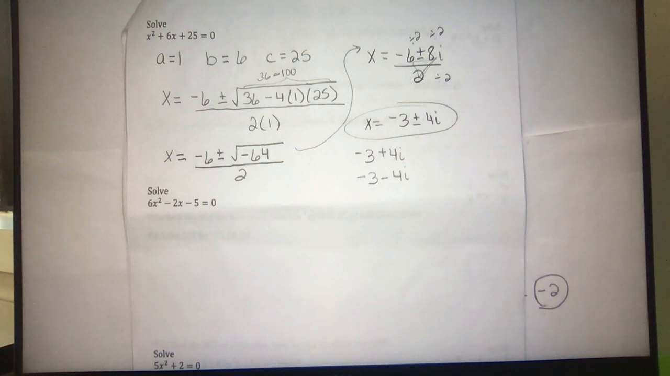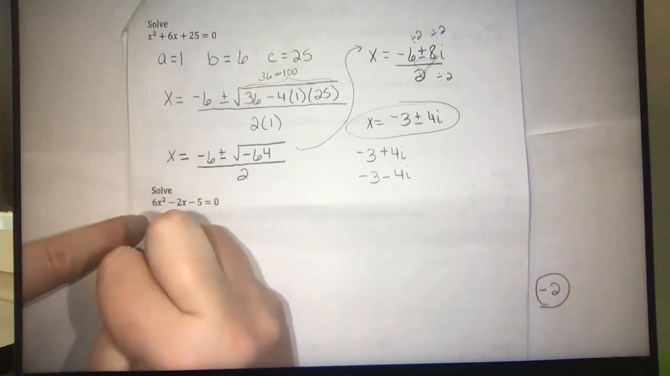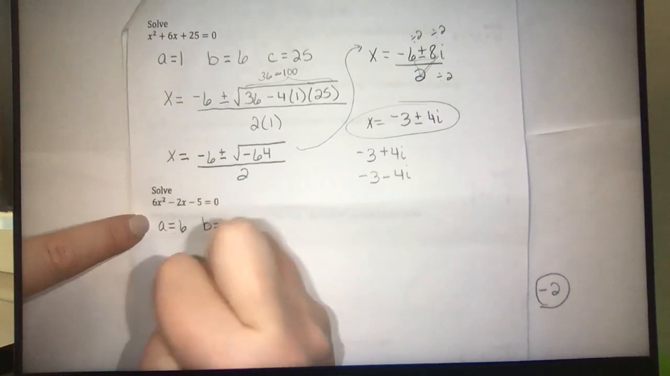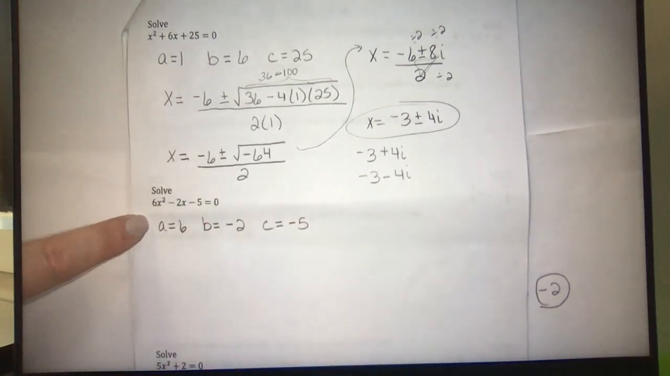Okay, so we had an i, we handled it. We did a magic triangle. Then we realized that they were not like terms, so we were done. Okay. All right, let's keep going. Let's try this next one. Okay, am I ready for ABC here? Yeah. We have A is 6, B is -2, C is -5.